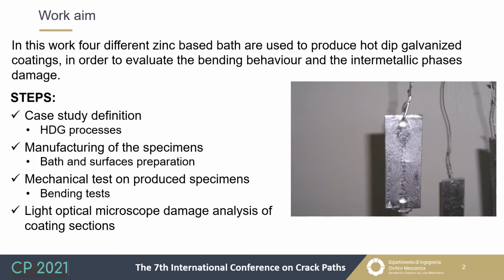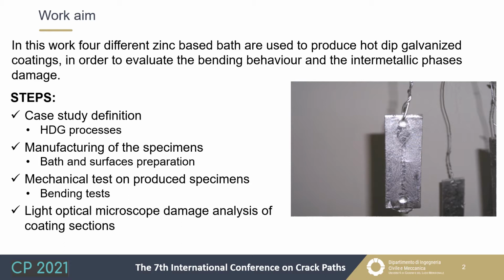In this work, we analyzed 4 different bath chemical compositions in order to produce different zinc-based coatings. This presentation is composed of 4 steps. In the first one, I present to you the case study definition, in particular some words about hot dip galvanizing processes. The second one is the manufacturing of the specimens used in our research.